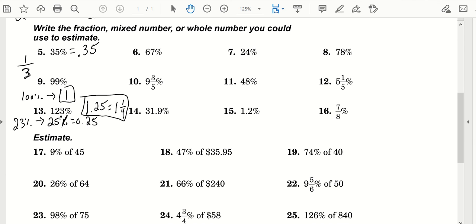Let me do one more here with you. 5 and 1/5%. Be careful on this one. Just because you see a fraction here doesn't mean it's not still a percentage. So this is pretty close to 5%, isn't it? So it's not equal. I should say it's about 5%. What is 5% as a decimal?